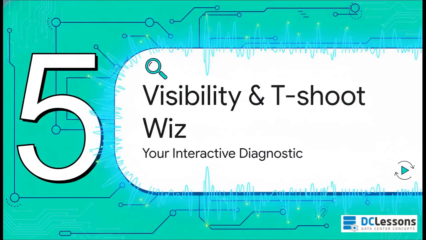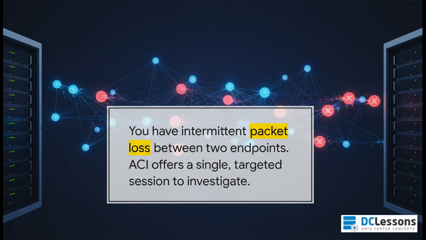And now, we get to what is, I think, the most powerful tool in the entire ACI troubleshooting arsenal, the Visibility and Troubleshooting Wizard. This thing isn't some static report. It is a live, interactive diagnostic session that lets you do a deep dive, contextual investigation between any 2 points in your network.